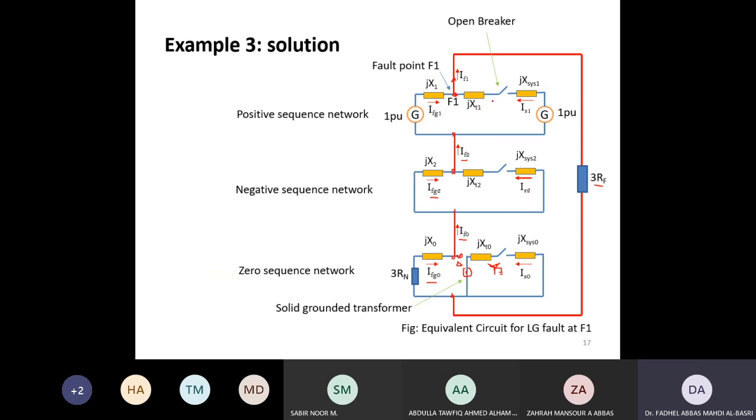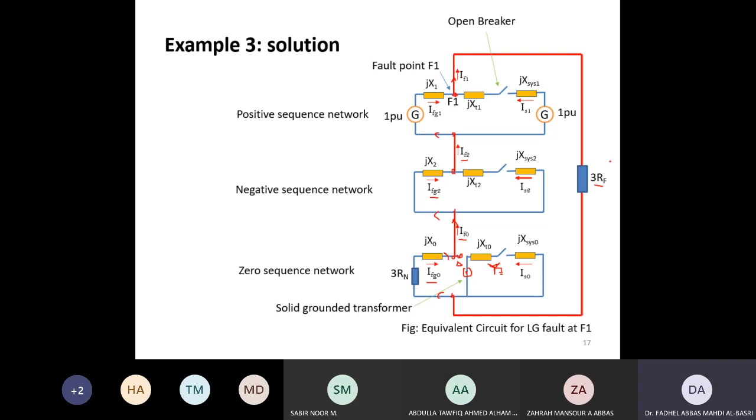In case of line to ground faults, the positive sequence current, negative sequence current and zero sequence current are the same. So when this breaker is open, this becomes 0. I don't have to analyze this portion, so I'll just look at this part. So IFG1, IFG2 and IFG0 are equal, because that current will be here, the same as this current.